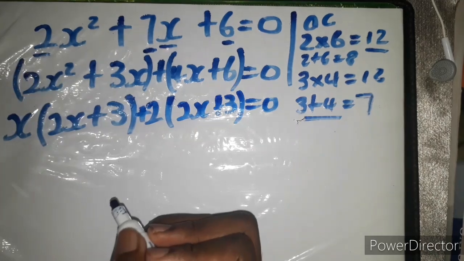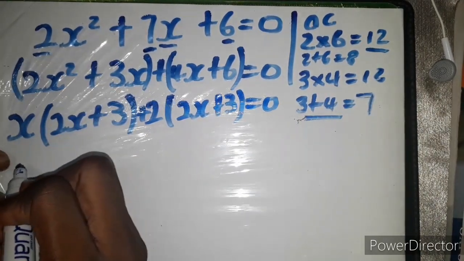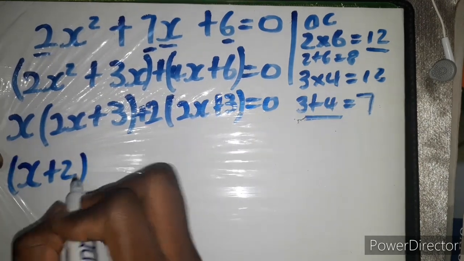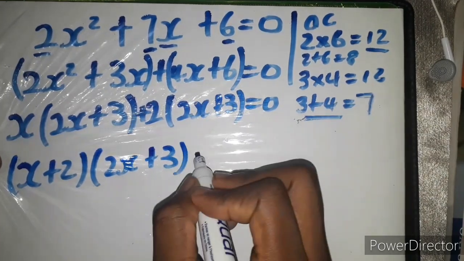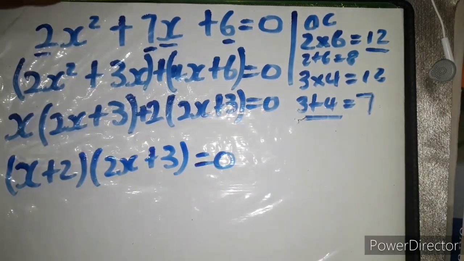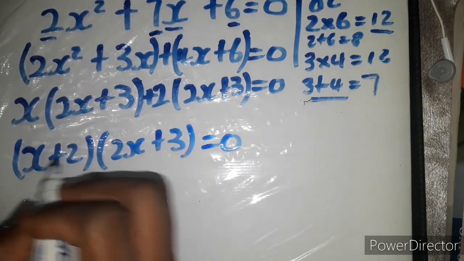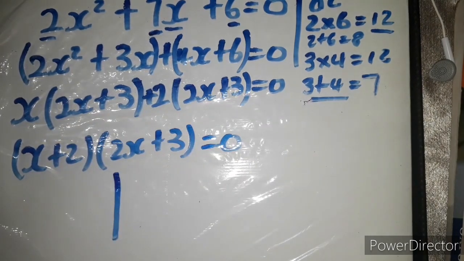And then we know from the last lesson, we put the terms outside the bracket into one bracket. So we now get x plus 2 in one bracket and 2x plus 3 in the other bracket, and that is equal to 0. And just like in the previous example, we got to equate both of these factors to 0 and solve them, and that will give you the values for x.